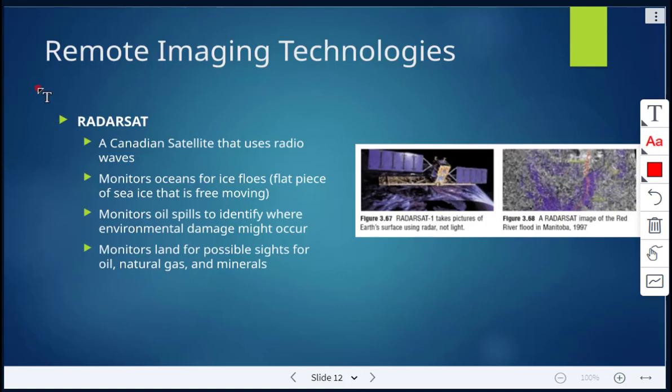Remote imaging technology, so RadarSat. This is a Canadian satellite that uses radio waves. It can monitor oceans for ice floes, which are flat pieces of sea ice that's free moving. It can monitor oil spills to see if there's any environmental damage occurring. It can monitor land for sites for oil, natural gas, and minerals. Okay, so here RadarSat-1 takes pictures of Earth's surface using radar, not light. This is an image of the Red River flood in Manitoba. This was in 1997.